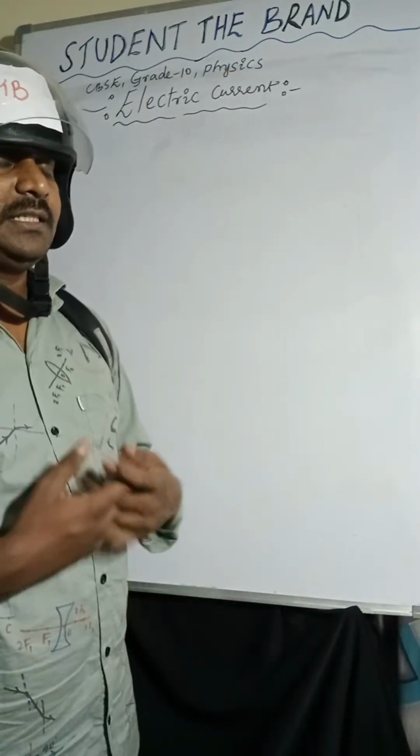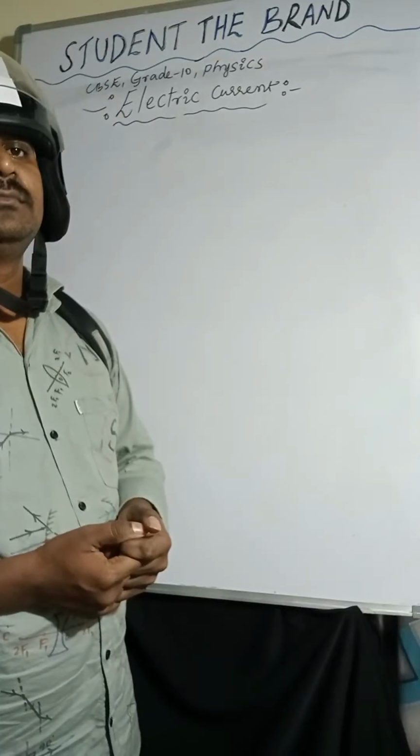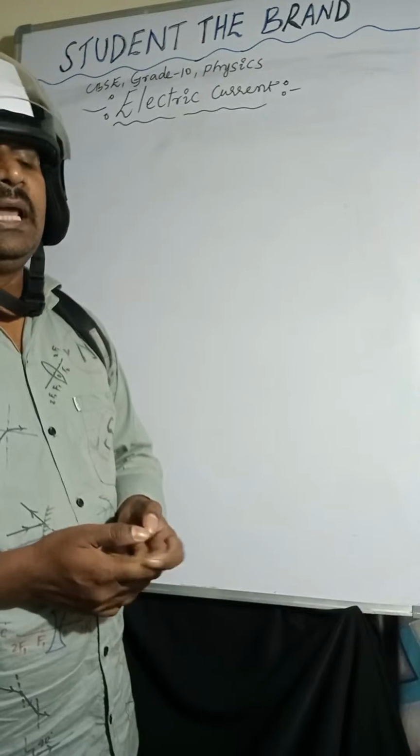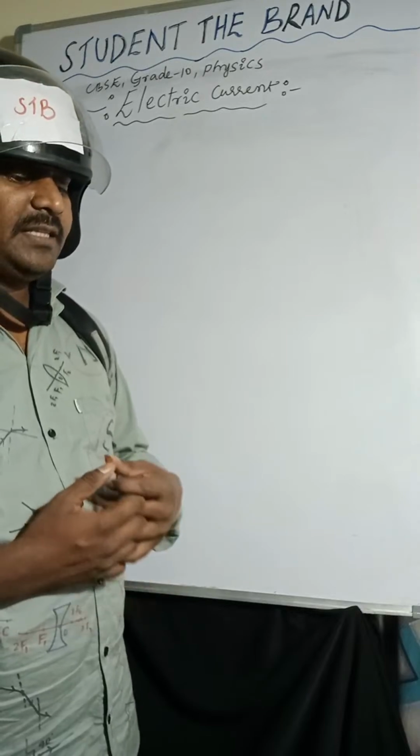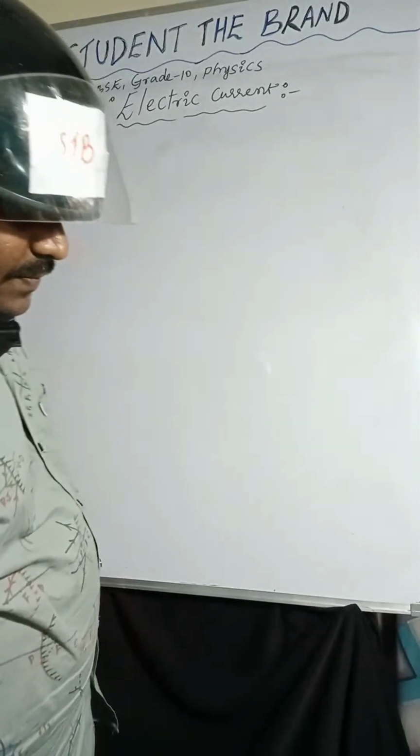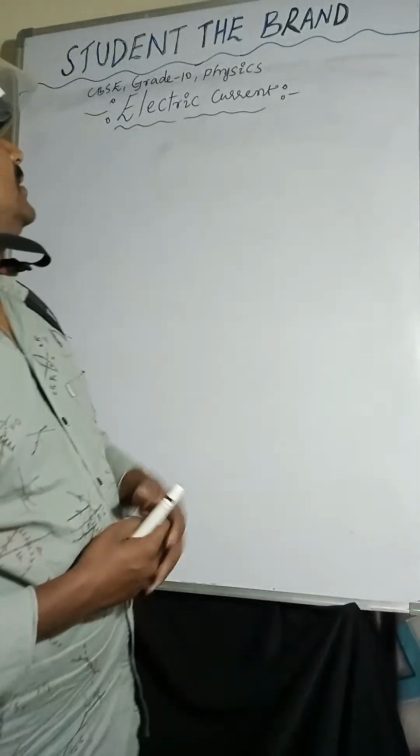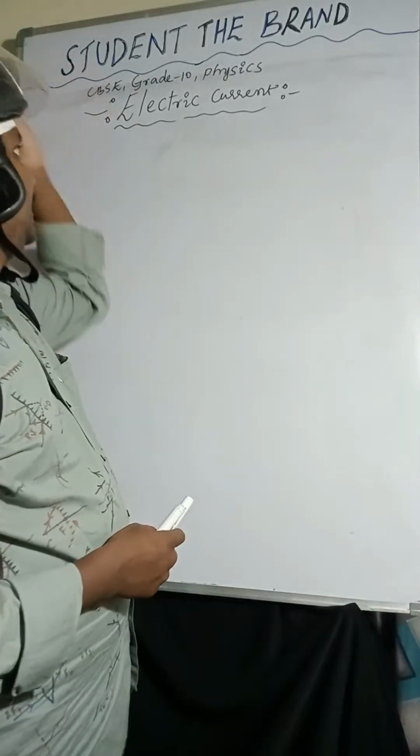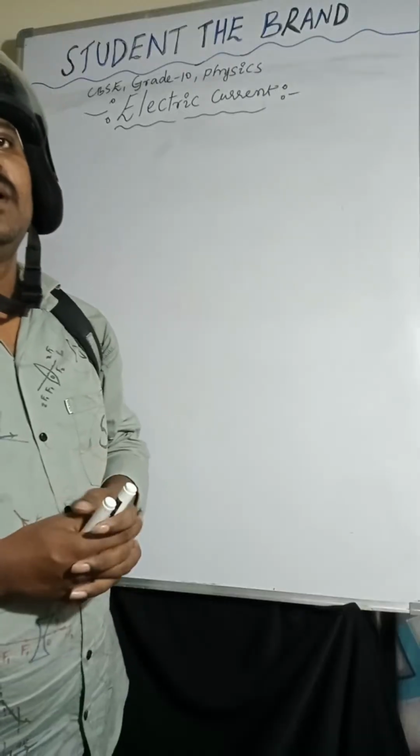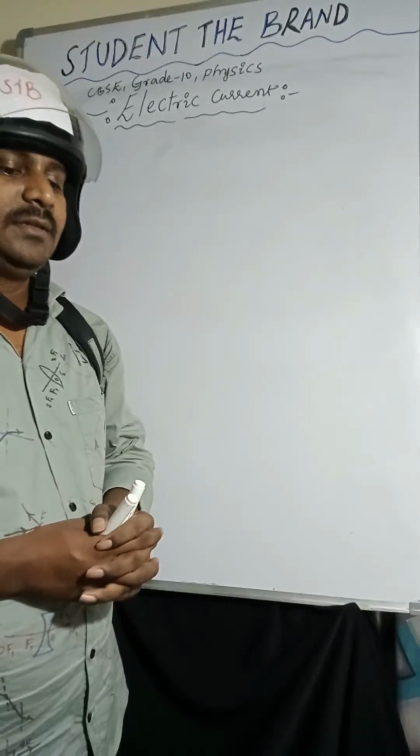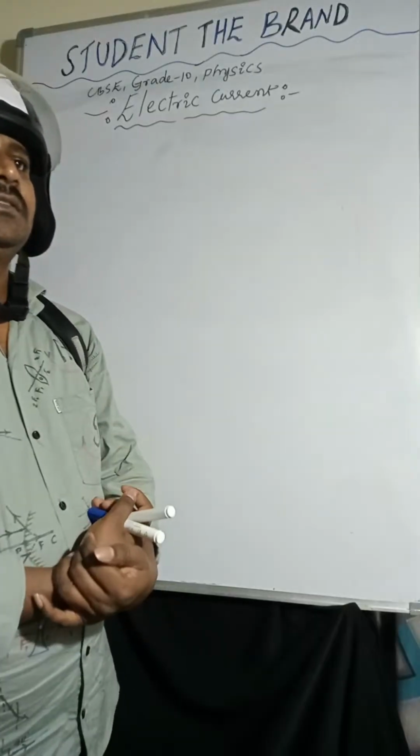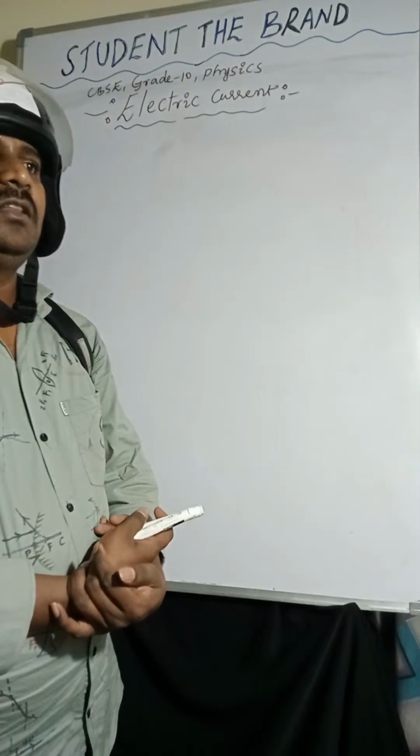Today we are going to discuss electric current, CBSE Grade-10 physics. In the previous class, we discussed electric circuit, electric current, potential difference, electrical potential. Okay, so we discussed all those points.